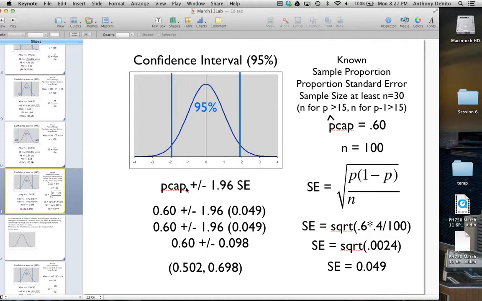Well, our p-hat plus or minus our margin of error, the z-score we're going to use, times the standard error. We're going to use the z-score here because we have a sample size that's big enough for us to use this formula. Okay, so 0.60 plus or minus 1.96 times 0.049, which is 0.60 plus or minus 0.098, roughly.